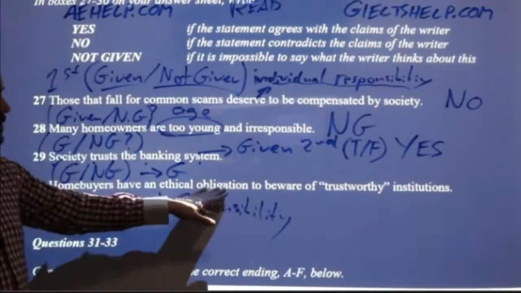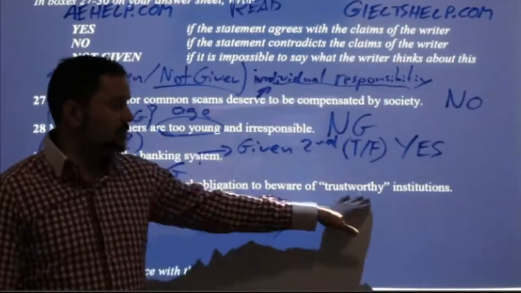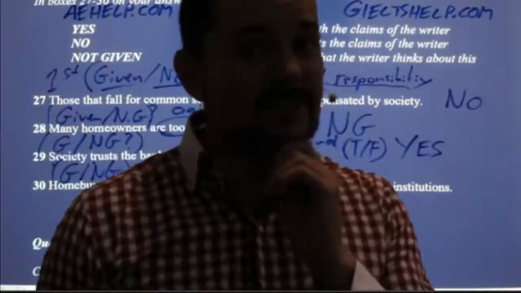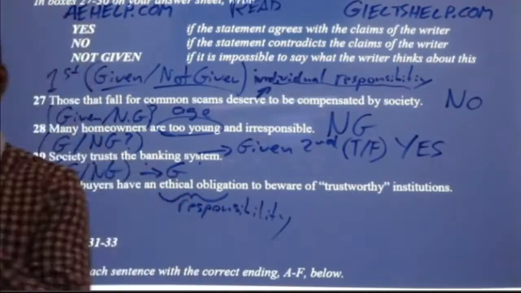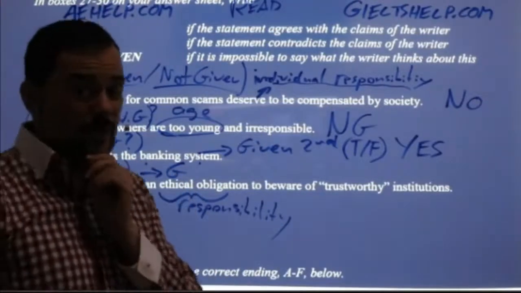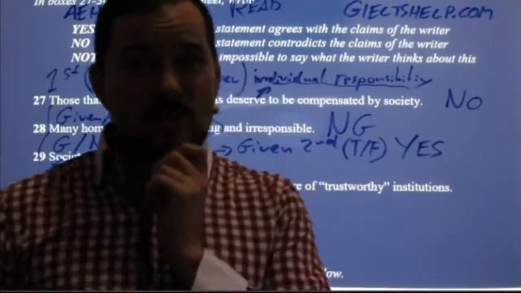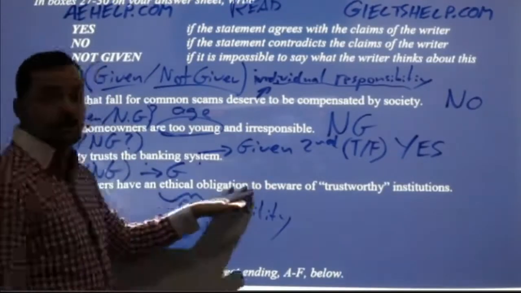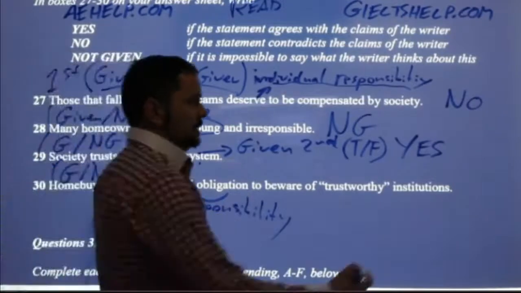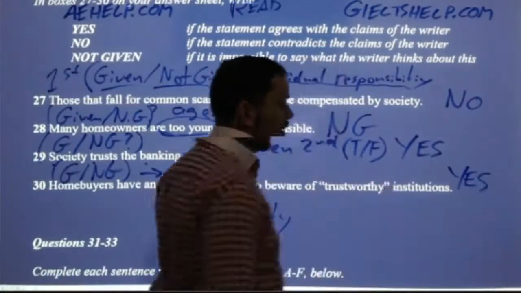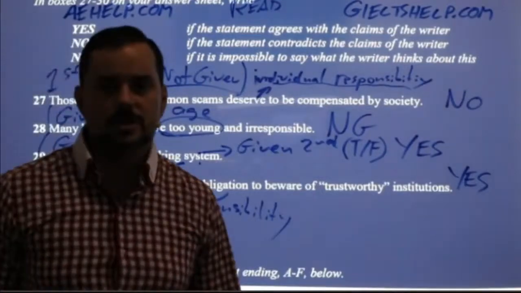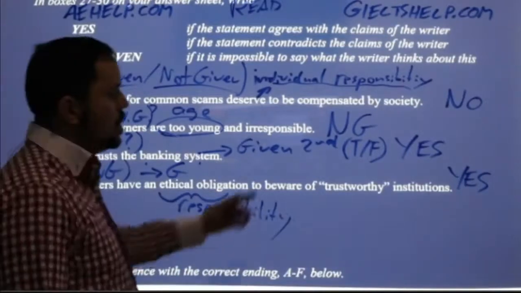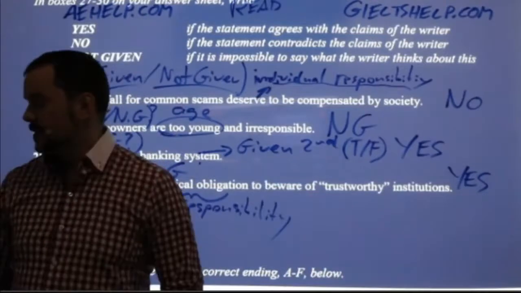And homebuyers have an ethical obligation to beware of trustworthy institutions. Is it true? So should we be kind of like, you're going to give me $1 million even though I can't pay you back? I should be a little bit careful about that, right? You're going to give me a credit card with $20,000 at 20% interest when I can't pay back that interest? I should be a little bit careful. So it's given, right? Is it true? Yeah, absolutely, right? When a deal seems too good to be true, you should always think about that twice. You should always think, maybe it's not right. Okay? So no, not given, yes, yes. Those are the answers, okay?